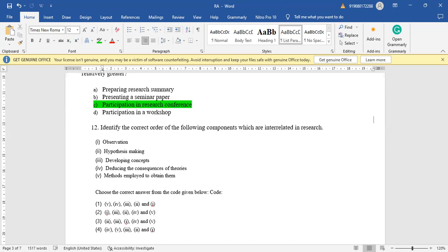Hypothesis making is the first step, sir. So without variables, you make a hypothesis? No, sir, developing concepts is the first. Concept is the first. Okay, perfect. Then, how do you develop the concept? Observation, sir. Very good. Observation is the first step. Then developing concepts. Then hypothesis making. So option 2 is the answer.